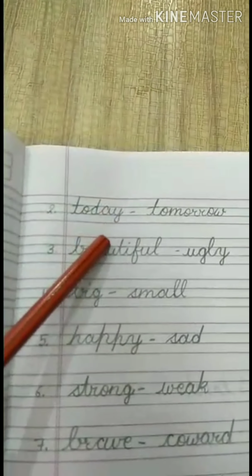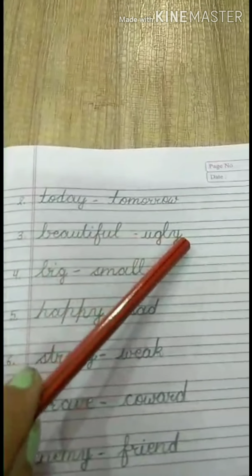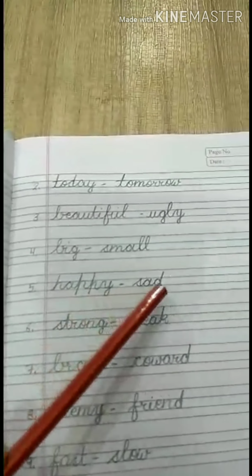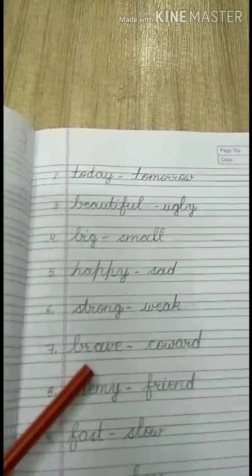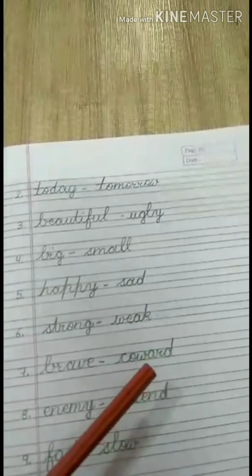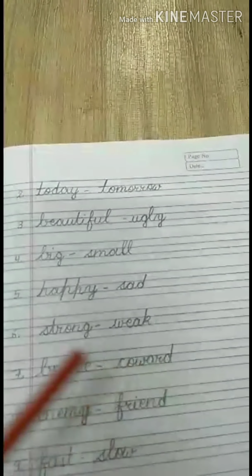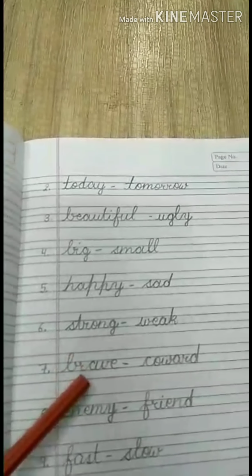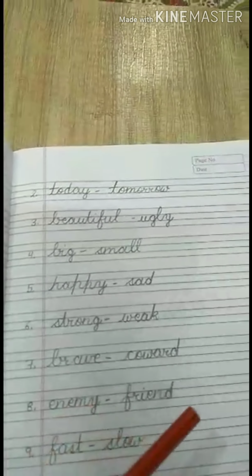Next. Today, tomorrow. Beautiful, ugly. The opposite of big is small. Happy, sad. Strong, weak. Brave, like soldier. Coward, coward means darpok. Lion was brave. He was not coward. He could face anyone. He could face his enemies also. That's why he was brave. He was not coward. Next, enemy, friend.